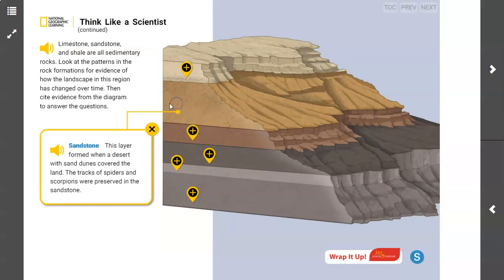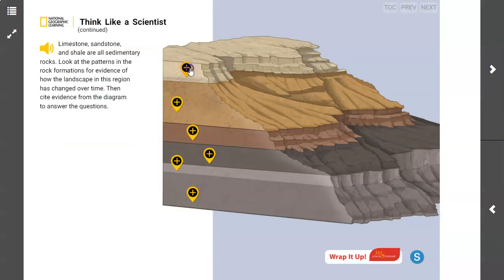The lighter brown is sandstone. This layer formed when a desert with sand dunes covered the land. The tracks of spiders and scorpions were preserved in the sandstone. So actually, if you were in here carving this out, you'd be able to see tracks of things like spiders and scorpions actually in the parts of the rock. And you might even find fossils of those as well.